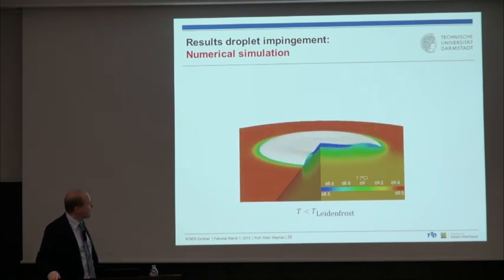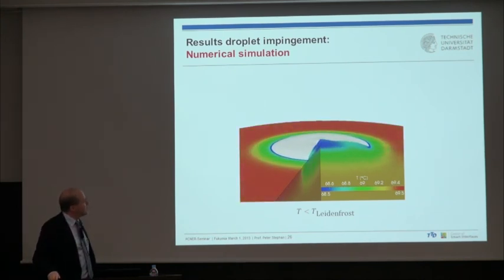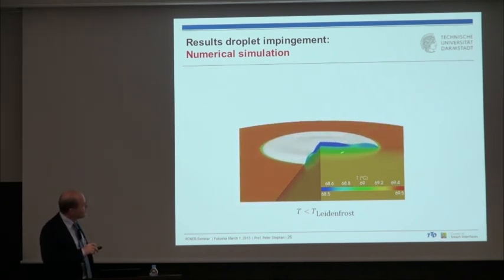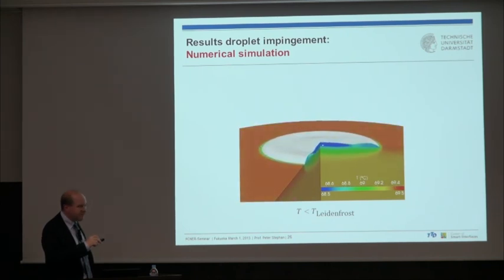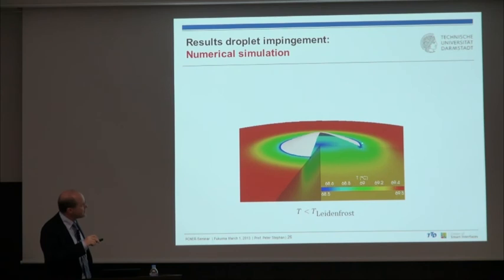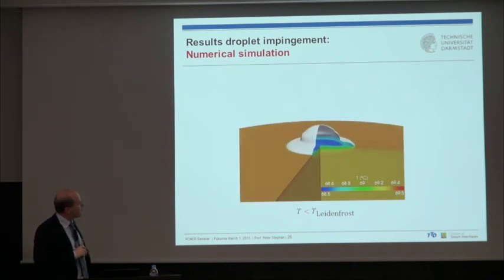Here you see now what happens, how the wall is cooled as the droplet impinges. You see that you have a rather cold area in the middle in the beginning, and then a very cold area near the contact line. Of course, when the droplet impinges, in the first moment it cools very strongly in the center due to convective effects, and then evaporation starts, and then it cools more strongly close to the contact line.